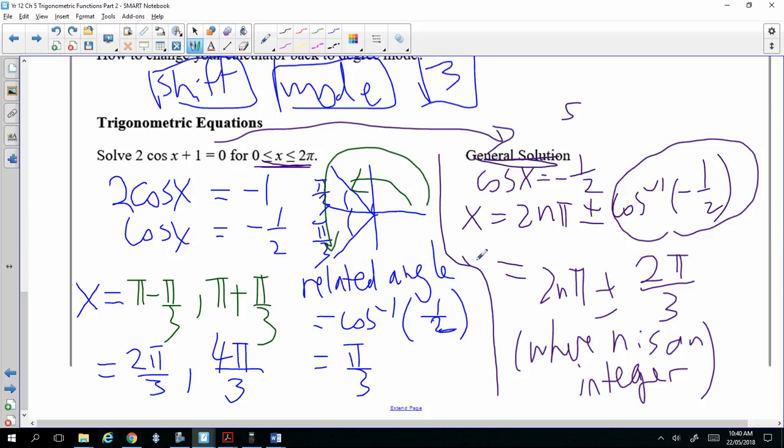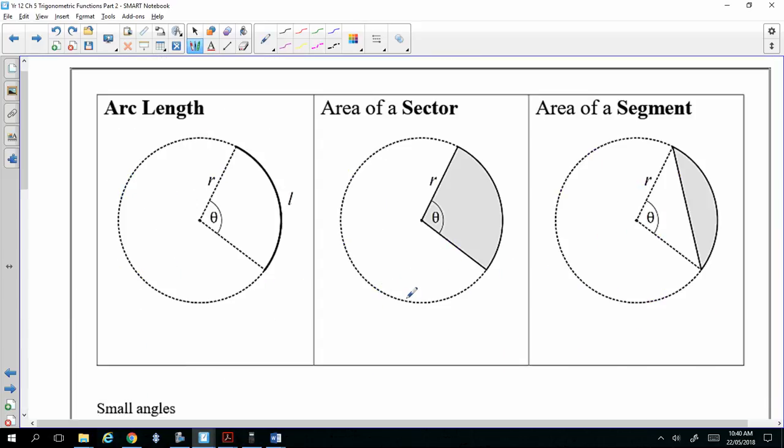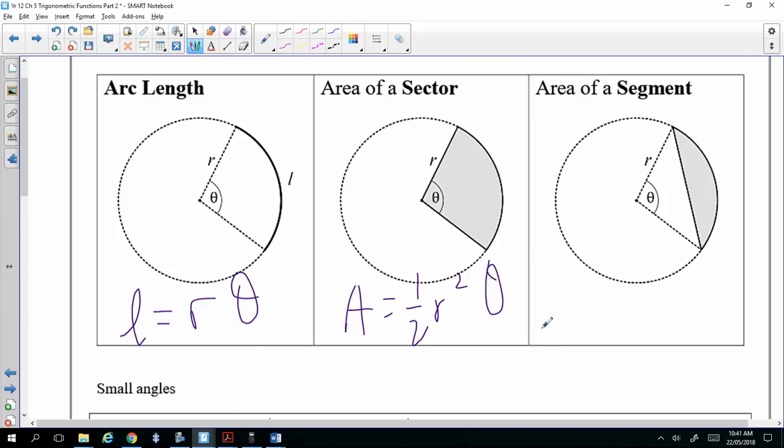Then we have to look at another aspect of this course, which is the arc length and area of the sector. These two are given to you. Arc length is r times theta, and the area of a sector is half r squared theta. These are all on the reference sheet. Now be careful, for these formulas to work, the theta has to be in radian.